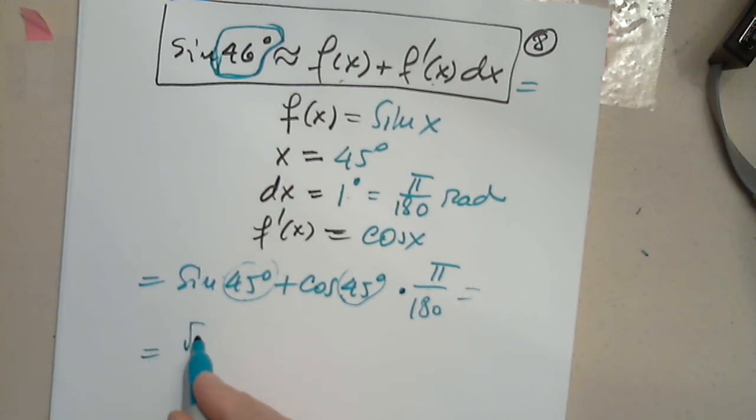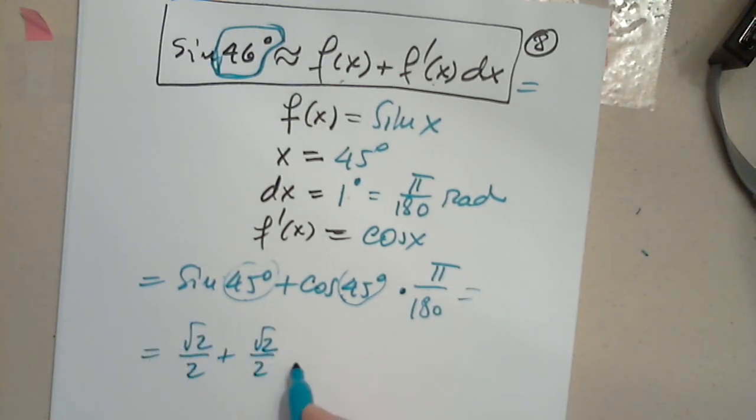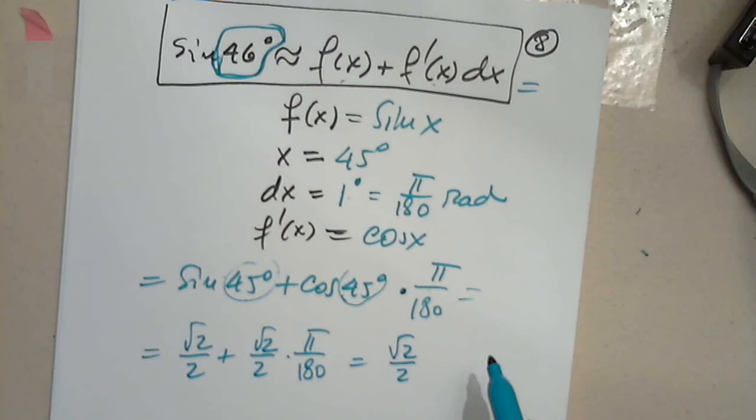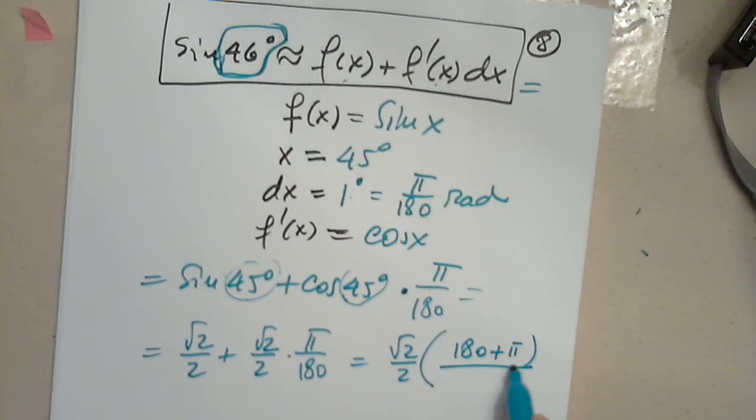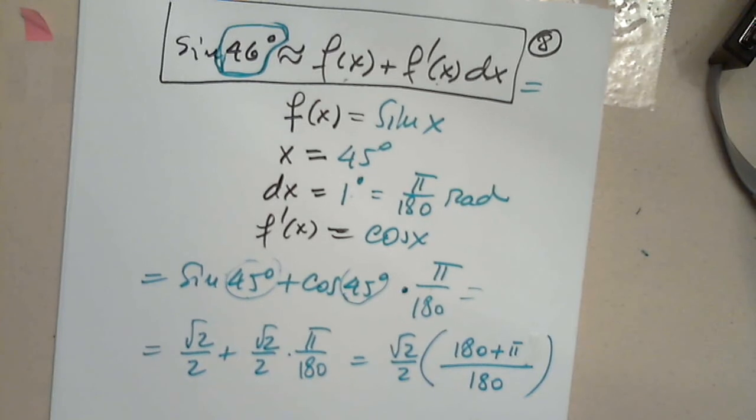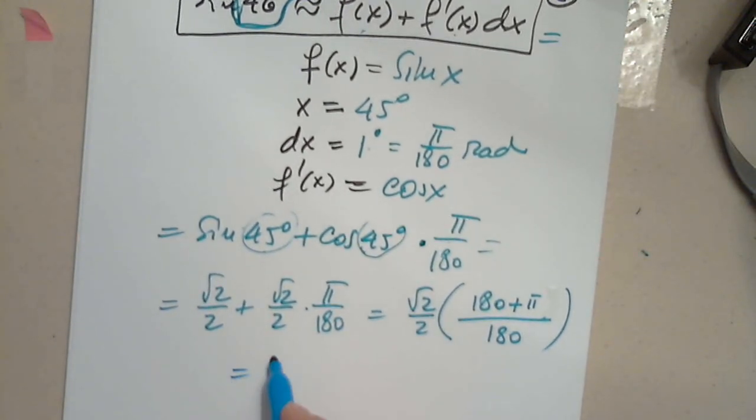So then I know that this is the square root of 2 over 2, and this is the square root of 2 over 2, and this is pi over 180. So the exact answer is this. What I did, I factored out the square root of 2 over 2, and then I got 1 plus pi over 180, which is that. So simplified it is the square root of 2 times (180 plus pi) over 360.